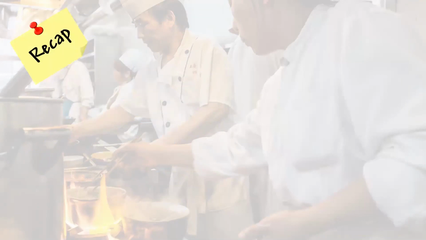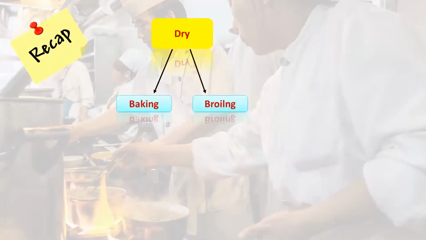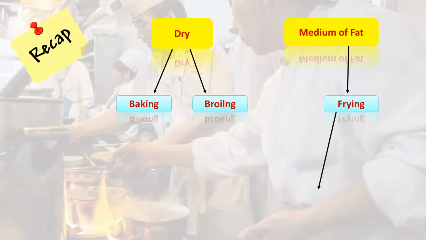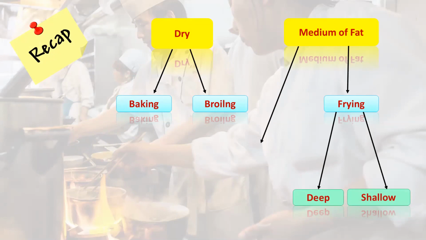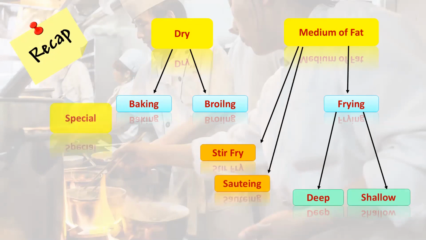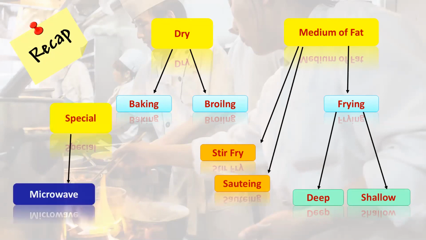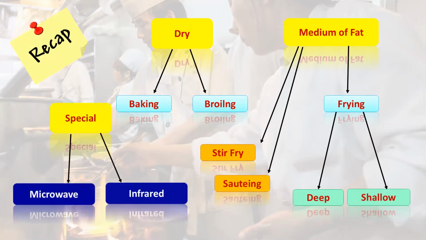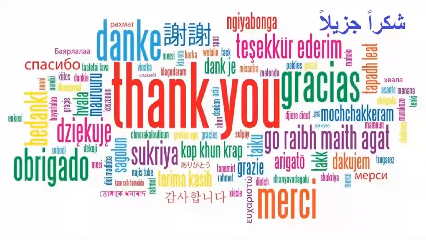Let's do a quick recap of what we saw in today's session. We saw under dry method, baking and broiling. Under the medium of fat, we saw frying, which is bifurcated into deep fat frying and shallow frying. We also saw stir fry method and sauteing method of cooking. And we saw a couple of special methods, that is microwave cooking and infrared cooking. So with this, we come to the end of this particular session.